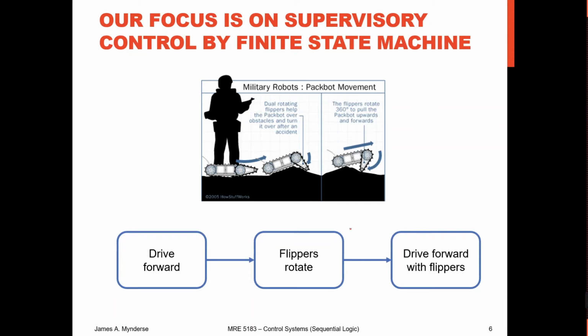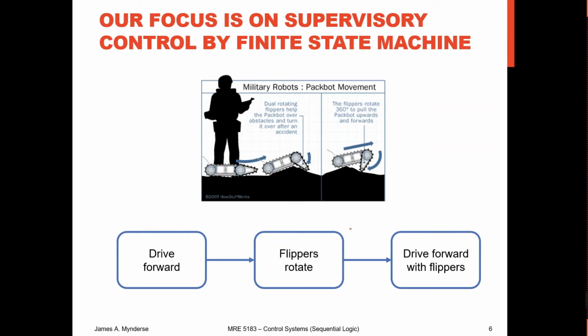And so I've drawn those out here as blocks. You can see that the blocks are denoted here. And instead of talking about actuators, these are just concepts. We'll get a little more specific later. So there's the drive forward case, there's the flippers rotate case, and there's the drive forward with flippers case. We might call these states. Now, I haven't explicitly defined the states, I haven't explicitly defined the inputs and the outputs, we don't know what is causing the transition, but you can see that the robot is in one of these states at a time. And that's how the finite state machine is going to work.